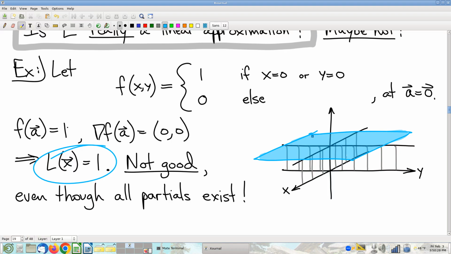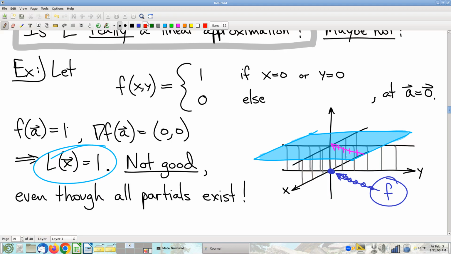Now, is that a good linear approximation of this function? I say no. Check out what happens if you approach the origin. Here, keep in mind, there's the origin. If you approach the origin from inside of the first quadrant like this, the actual value of the function is 0 all the way along there. The value of the linear approximation, as you're doing that, is 1 for all of those values.